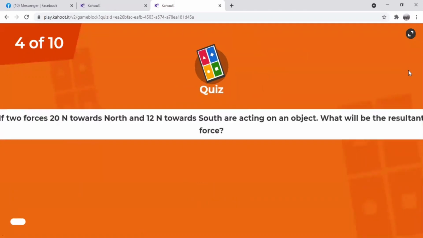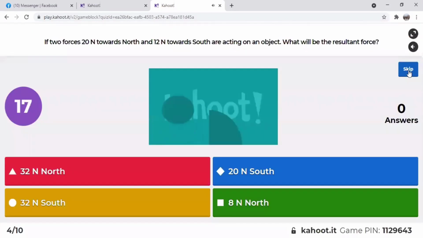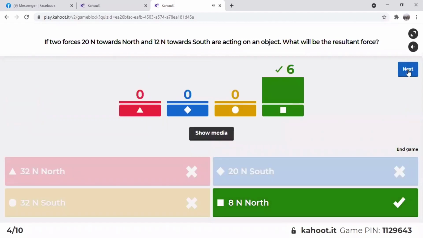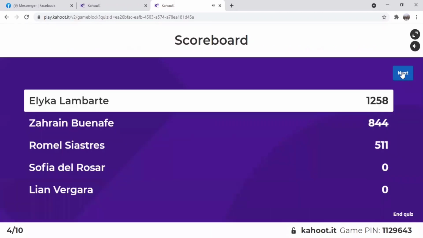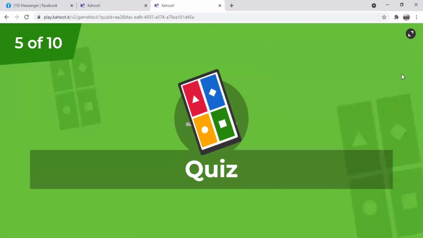Okay, next. If two forces, 20 Newtons towards north and 12 Newtons towards south, are acting on an object, what will be the resultant force? 15 seconds. 20 Newtons north and 12 Newtons south. 4, 3, 2, 1. Okay. All got a correct answer. Okay, so Zara is on the top list. Let's go to the 5th question.